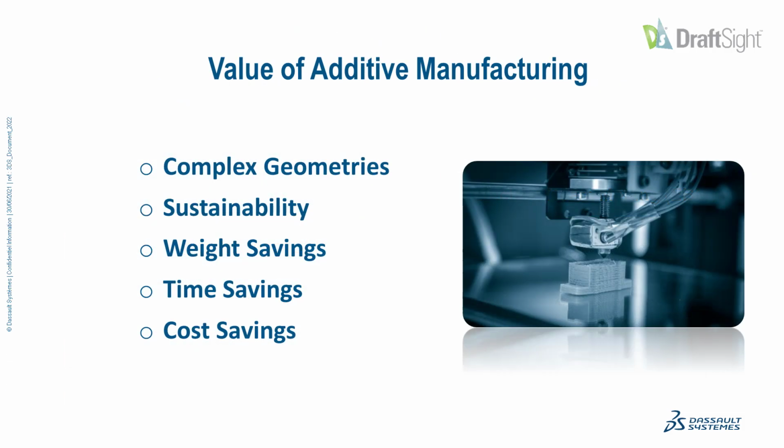Now, with all the information we just learned, from what additive manufacturing is, to the various materials that can be chosen to meet desired part properties, to the array of 3D printing technologies that can manufacture a part efficiently, leads to the question, why choose additive manufacturing? What value does it bring to the manufacturing industry? Well, let's take a look at the following.